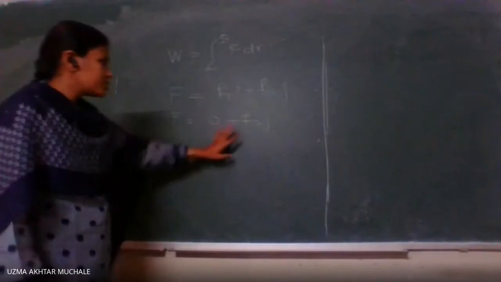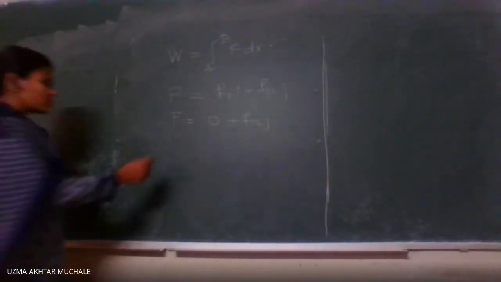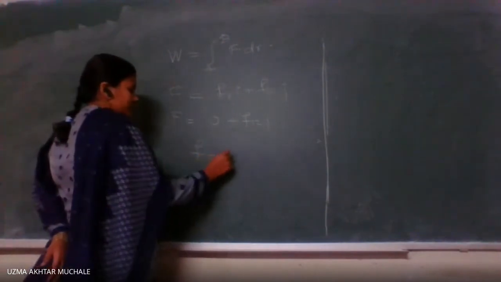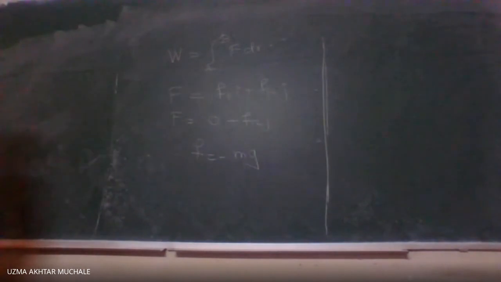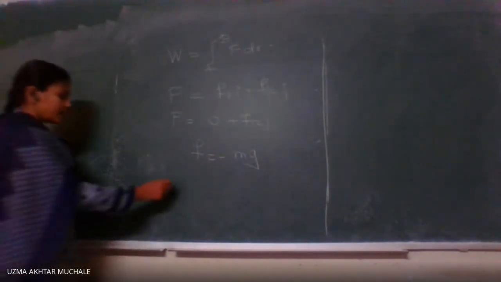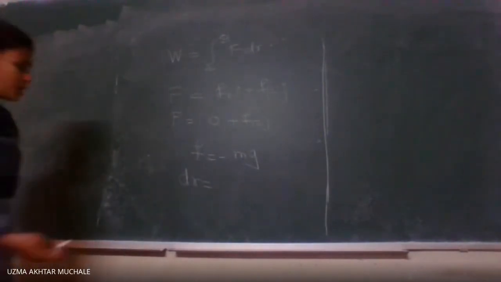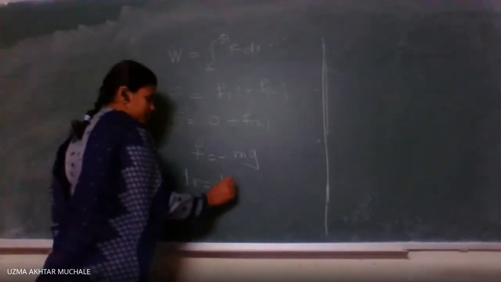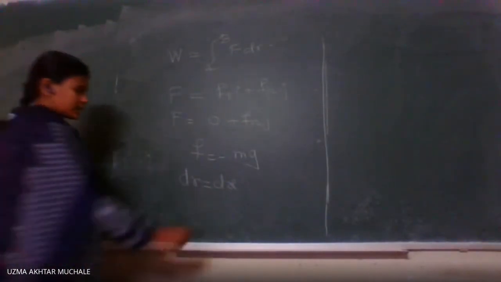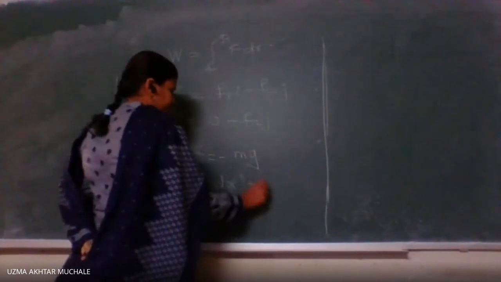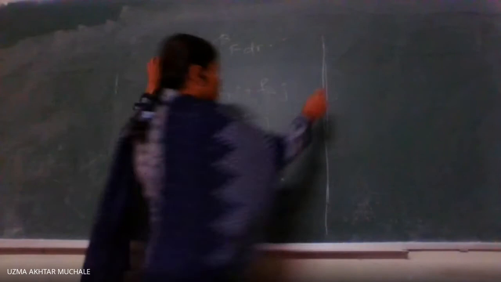Okay, there is no force in the x direction, that is f1 is 0. And what is the value of f2? That is created due to its own mass, that is minus m into g. What is dr? dr is a displacement. As we are discussing two dimensions, we have to consider both cases, x as well as y. So we have dx i plus dy j. Okay. So now let us write down the same formula.